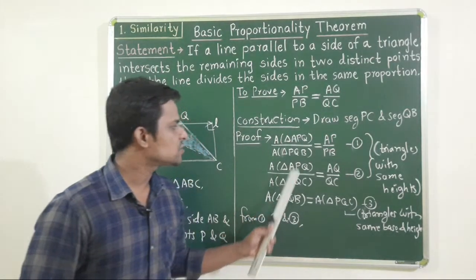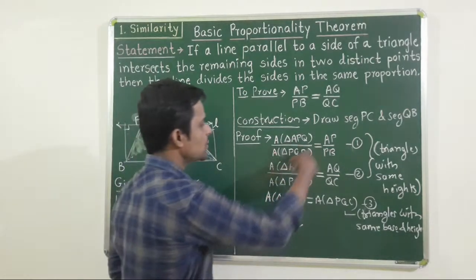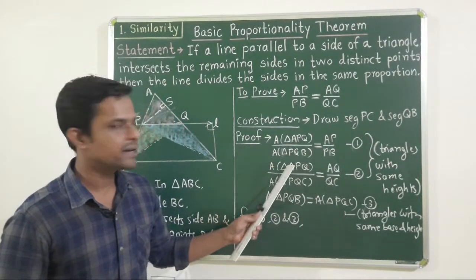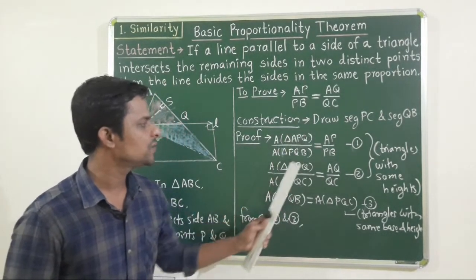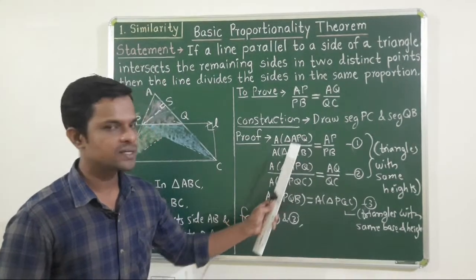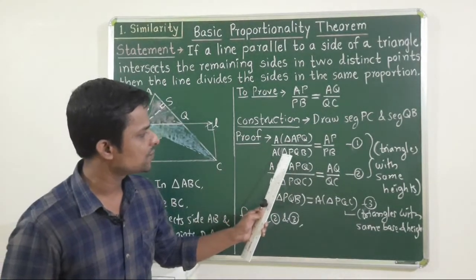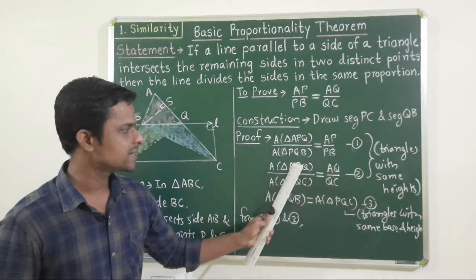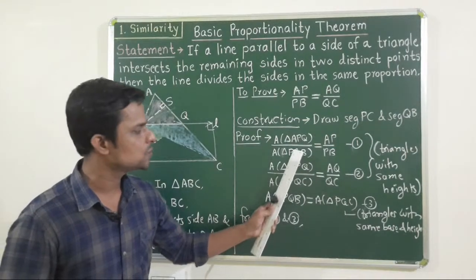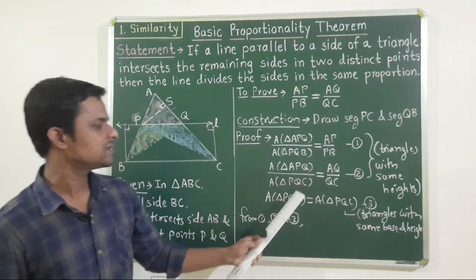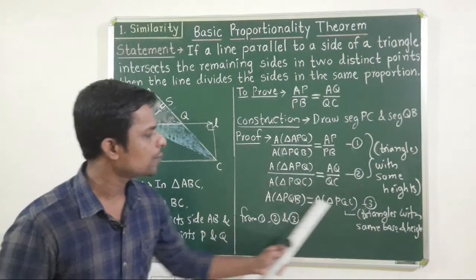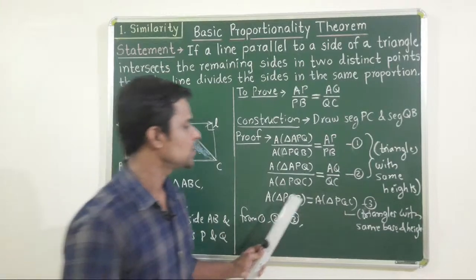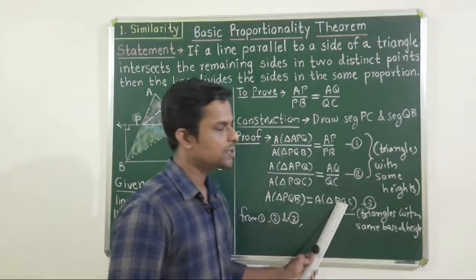Observe left hand sides of 1 and 2. This is left hand side of 1 and this is left hand side of 2. Numerator is same in left hand side, that is area of triangle APQ and area of triangle APQ. Numerator is same and denominator is different, that is PQB and PQC. But in statement number 3, we have got denominators also same, that is PQB equal to PQC, or area of triangle PQB is equal to area of triangle PQC.